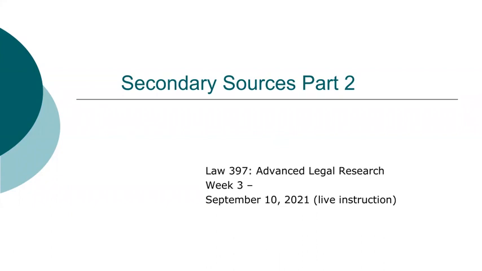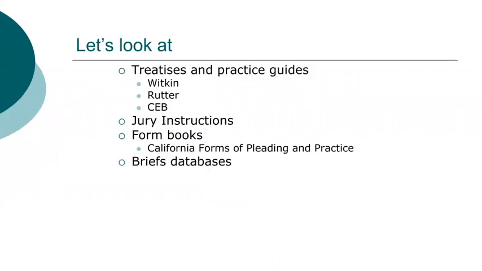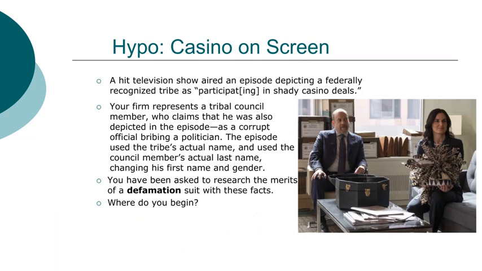As promised, in this video, we're going to look at some specific treatises and practice guides. We're also going to talk about some of those other types of secondary sources that were on that very long list in video 1. So if we go back to our hypothetical, another really good place to start for any issue that you have in California are the Witkin treatises.